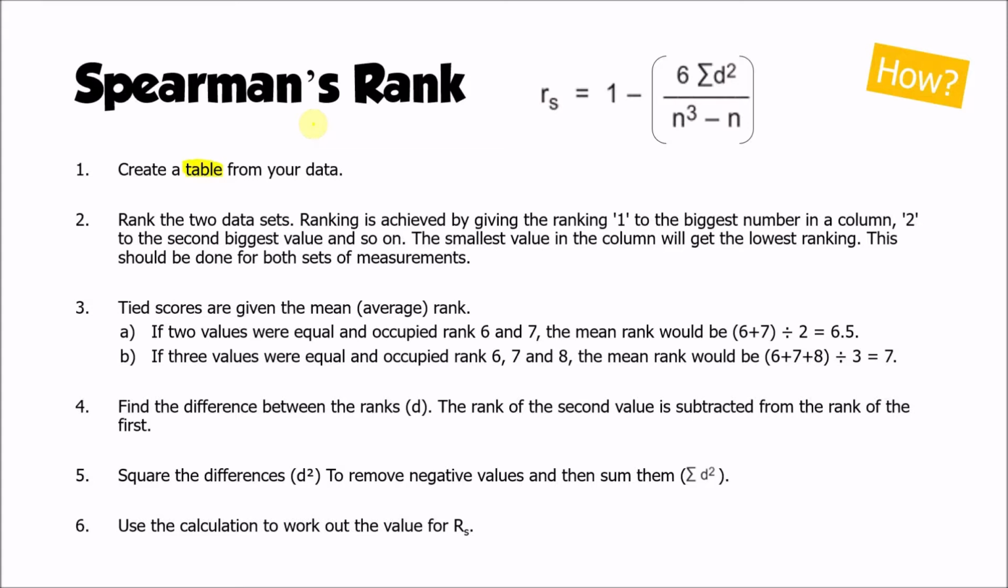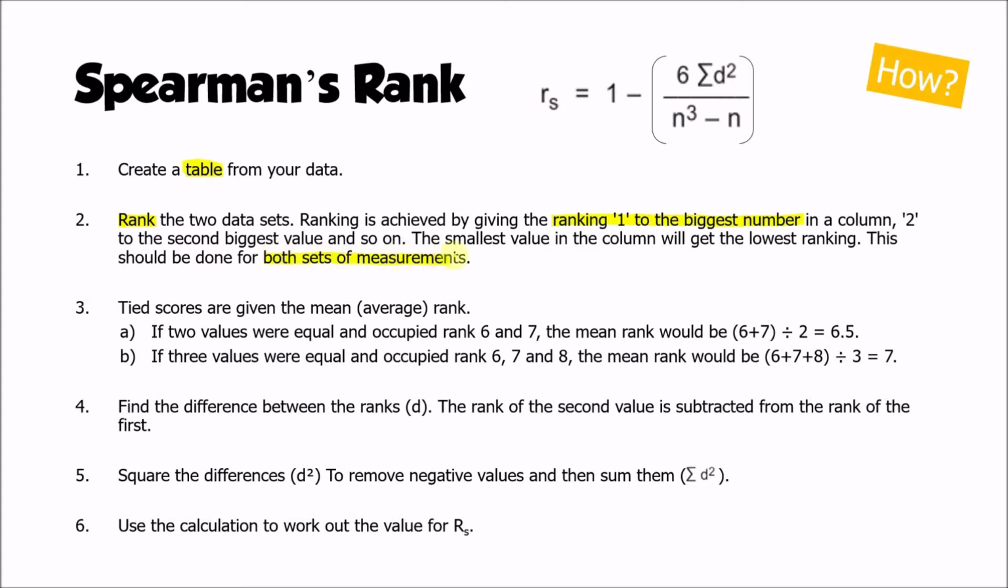As the name suggests, Spearman's rank involves ranking the data sets. So we're numbering them in terms of their relative ranks, and we do this from highest to lowest. We rank the largest value 1, the second largest 2, and so on, and we go down until we get to the smallest value, which will have our lowest rank depending on how many observations we've got.